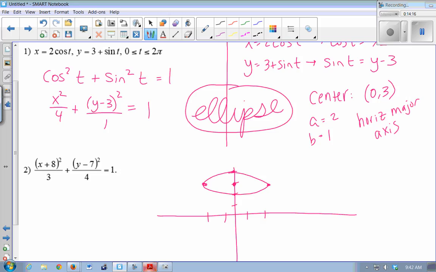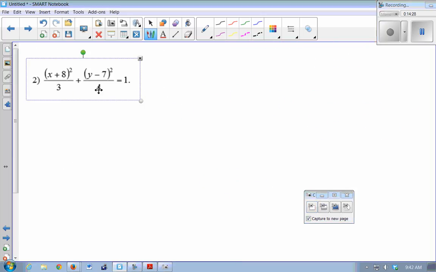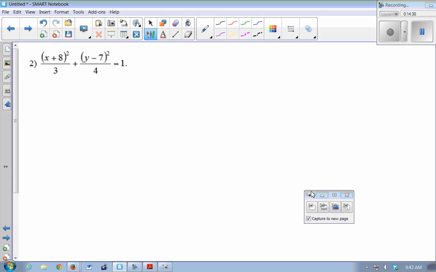Okay, and then let's look at number 2 here. I'll do this on another page. Okay, so what is that? Ellipse or hyperbola? It's an ellipse because it's got a plus, right? Hyperbolas have a subtraction sign in between there. So this is an ellipse.